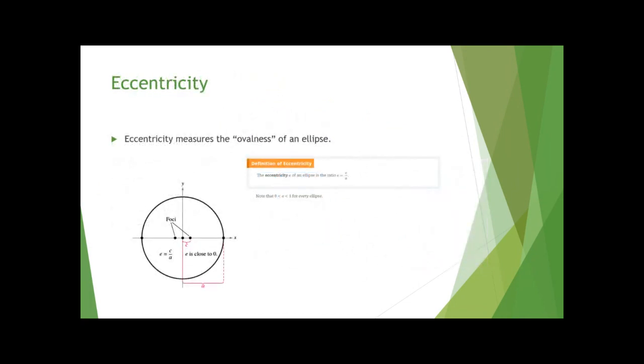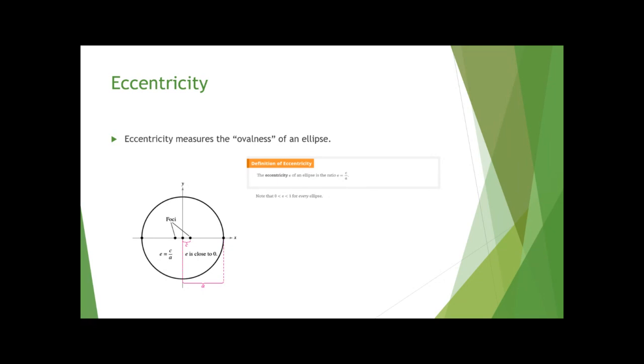So we have something that's called eccentricity. Eccentricity measures the ovalness of an ellipse. Basically, how oval is it? Technically, an oval and an ellipse are not exactly the same thing, so that's why ovalness is in quotation marks here. But it's a good everyday definition.